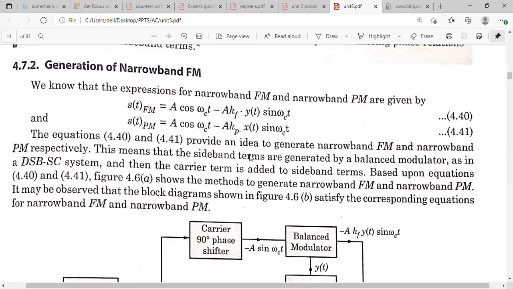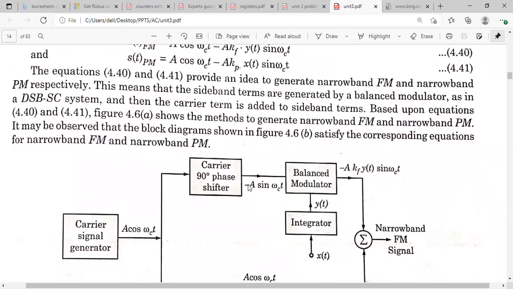From this previous expression you can construct the narrowband FM and also the narrowband PM. How can we construct it? A carrier signal is nothing but cos omega ct. If we use a minus 90 degrees carrier phase shifter, with cos omega ct as the input, the output of this phase shifter will be minus A sin omega ct, and after that it will be given to the balanced modulator.